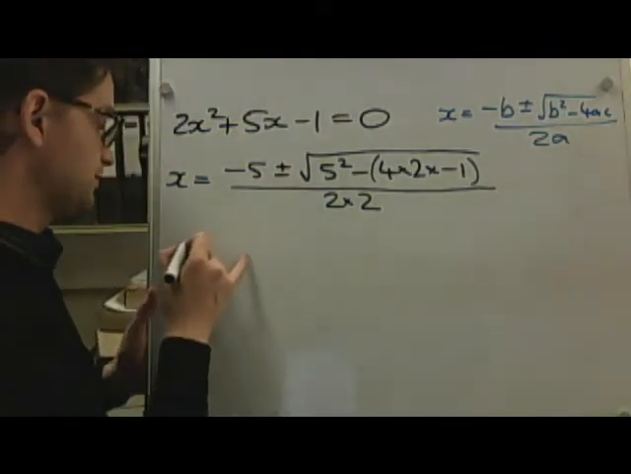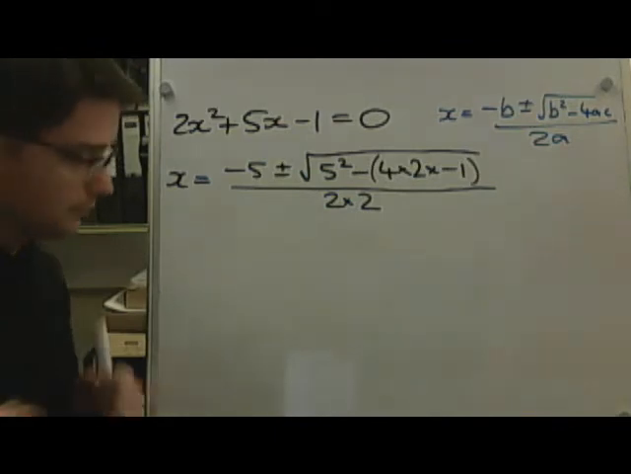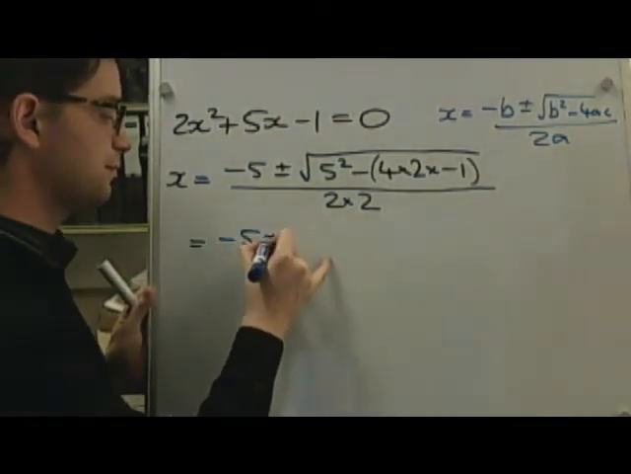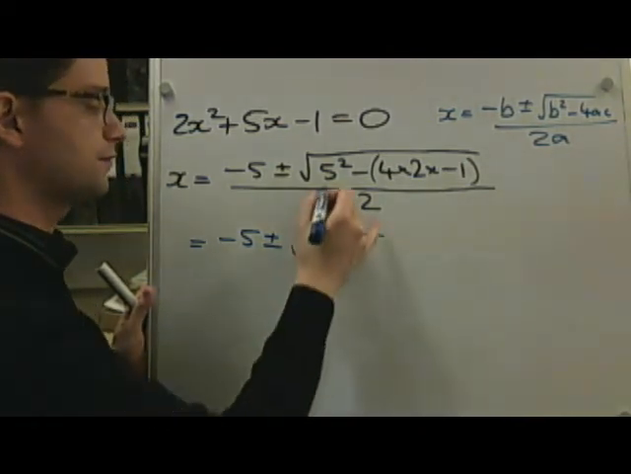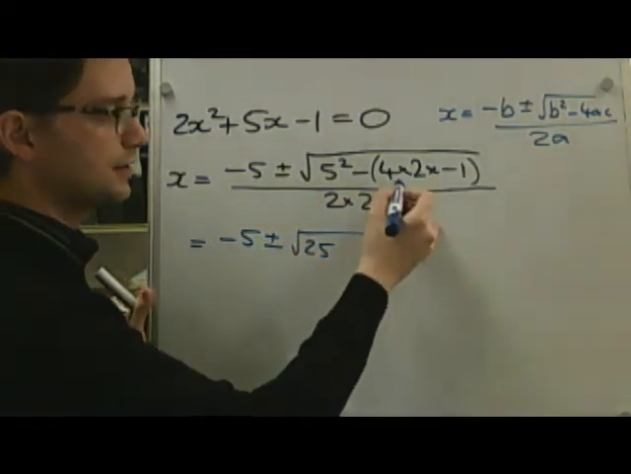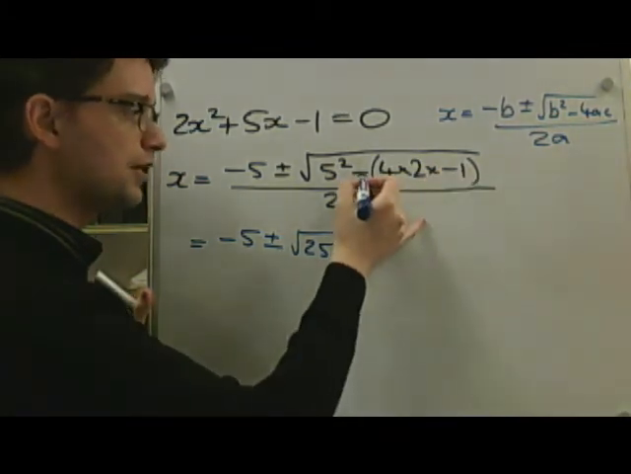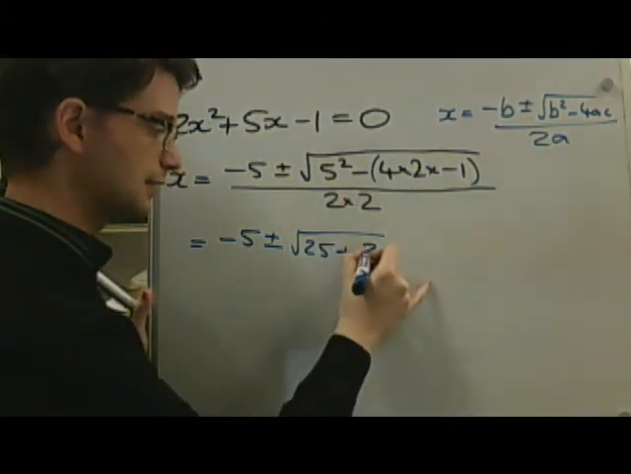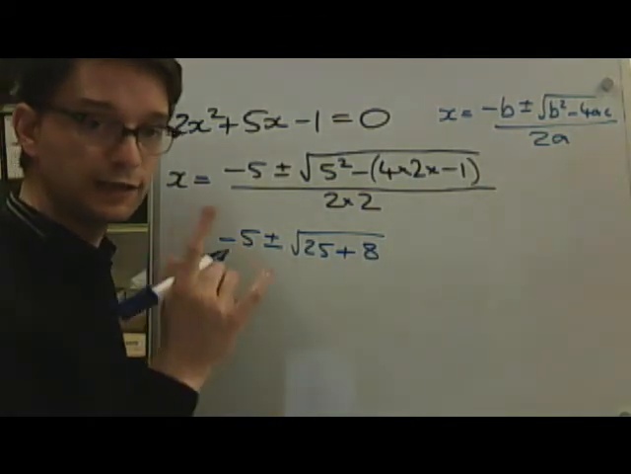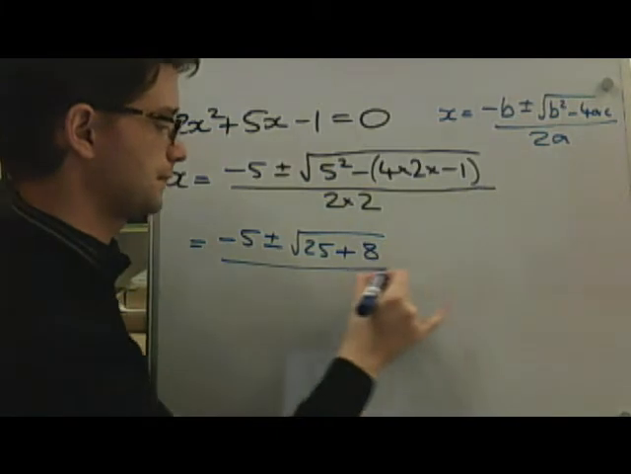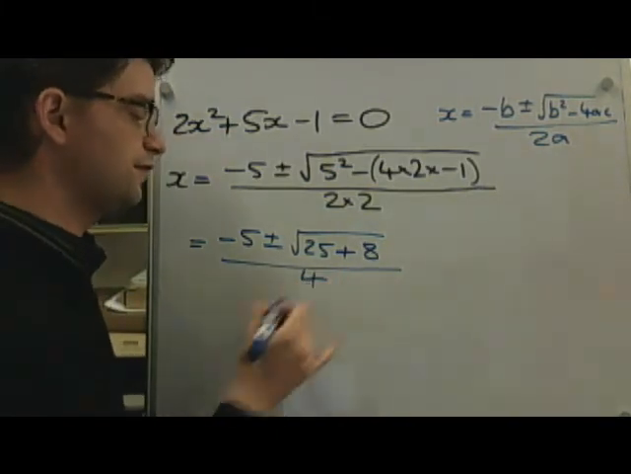So I've got x equals minus 5 plus or minus the square root of 25. And look, 4 times 2 is 8 times minus 1 is minus 8. Minus 8 is plus 8. You really have to look out for minus signs in your formula. And I have to divide all of that by 4 this time.